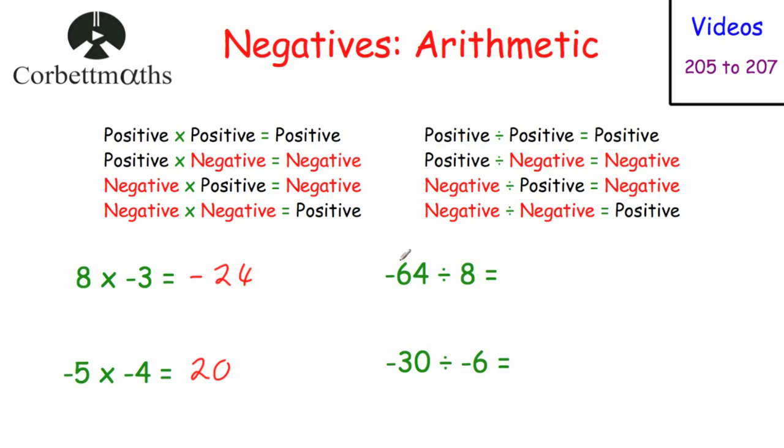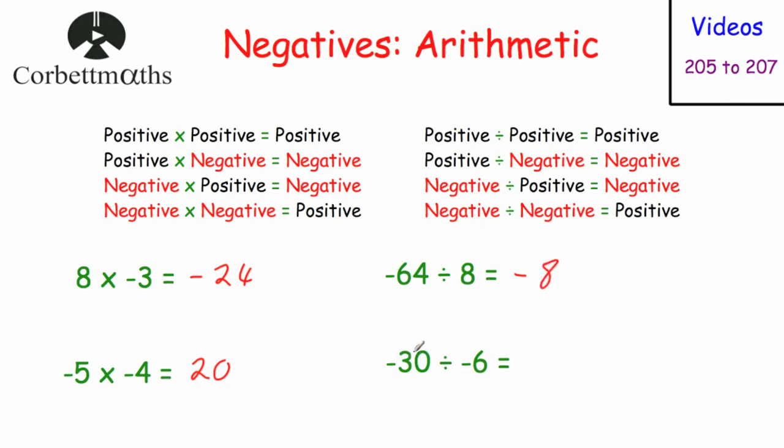So our first question is negative 64 divided by 8. Now it's a negative divided by a positive, so we know it's one of each, so it's going to be a negative answer. And 64 divided by 8 is 8, because 8 times 8 is 64. So negative 64 divided by 8 would be negative 8.